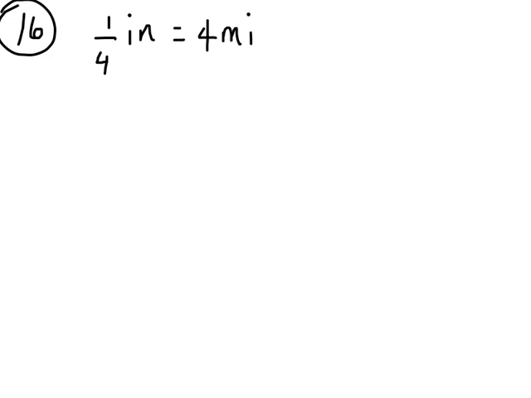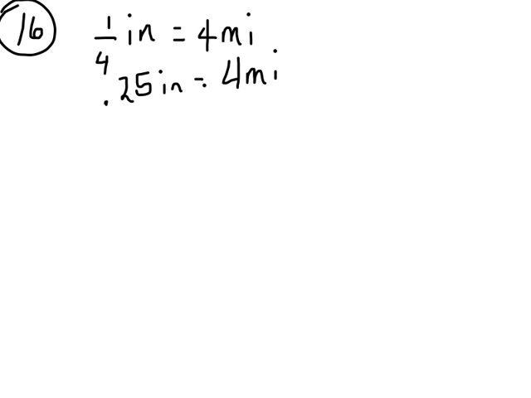Okay, this is lesson 6.10, and I'm looking at problem number 16. You have this long line segment to measure, and they ask you some different questions. And they tell you that 1/4 of an inch is equal to 4 miles. Now remember, we're going to make proportions, so it might be easier to write this as 0.25 inches equal 4 miles if you don't want to have to mess with fractions.